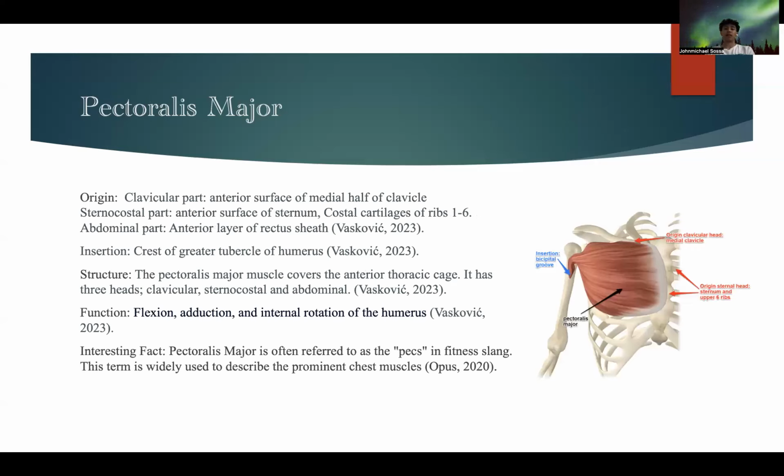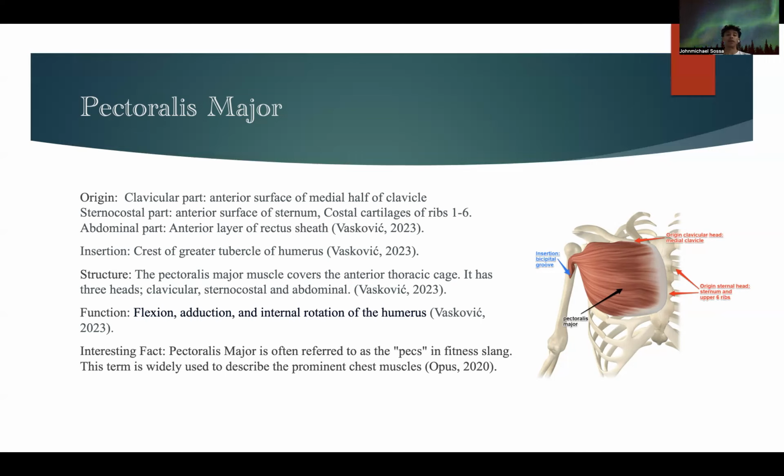Lastly, with the pectoralis major muscle group, the clavicular part originates at the anterior surface of the medial half of the clavicle. The sternocostal part originates at the anterior surface of the sternum and the costal cartilages of ribs 1 through 6. And the abdominal part originates at the anterior layer of the rectus sheath.